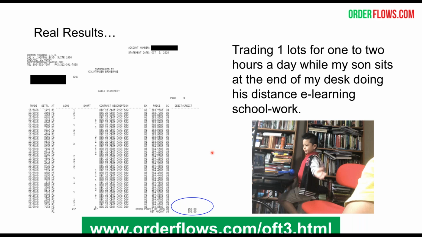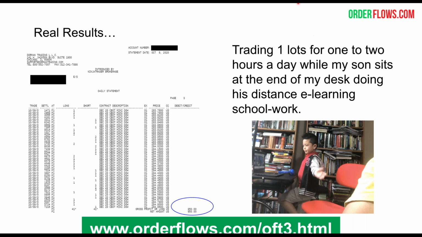I get a couple hours, 8 a.m. until about 10:30. Then, after lunch, because I have to cook him lunch and all that, maybe another hour or two later. So I just trade one and two lots at a time while my son is over there doing his e-learning.